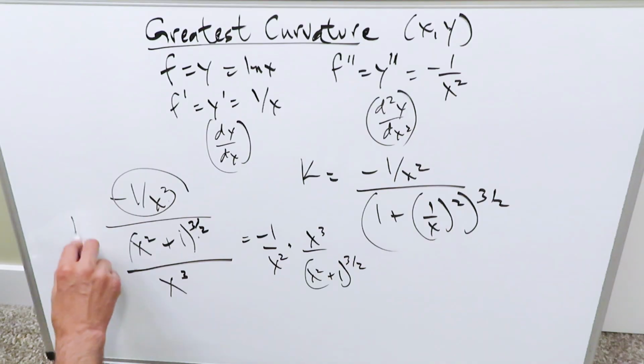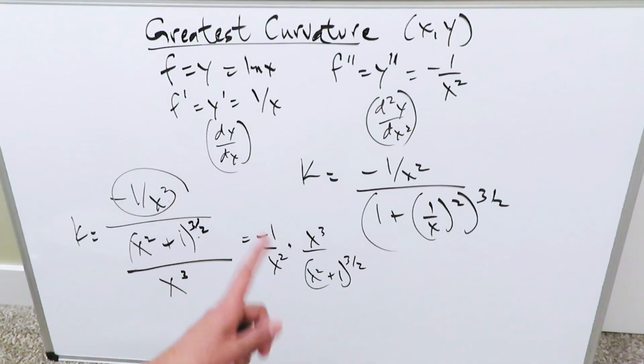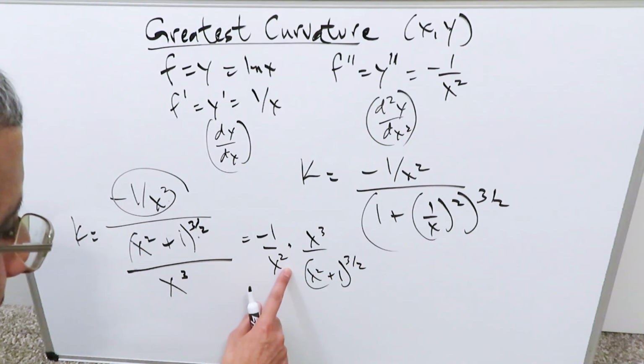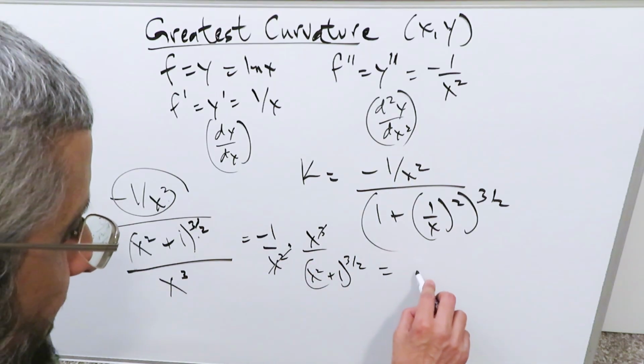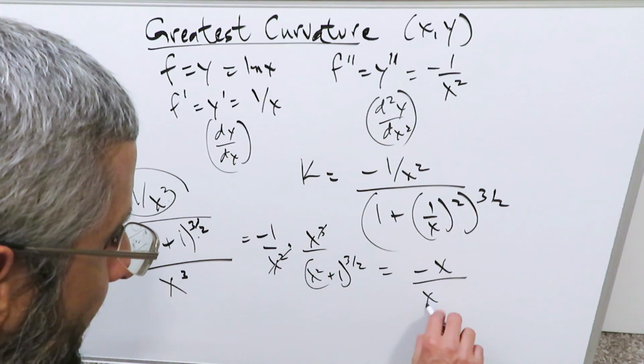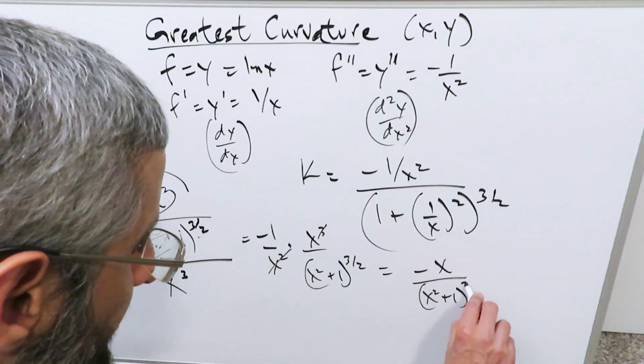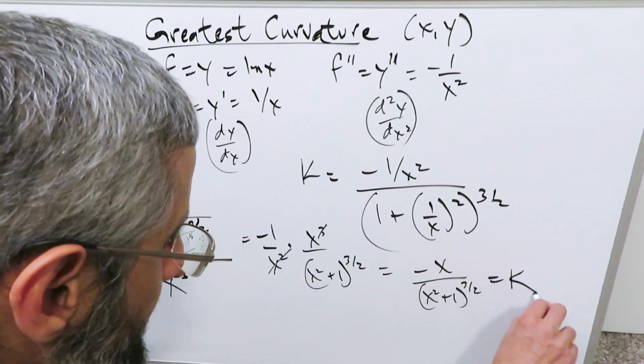Remember, all of this right here is still equal to k. We haven't done the derivative of it. We have to do it. You'll clean this out. You'll simplify it. This cancels out with that. I'm left here with the k value, which is minus x over x squared plus 1 to the power of 3 over 2. And that right here is equal to k.